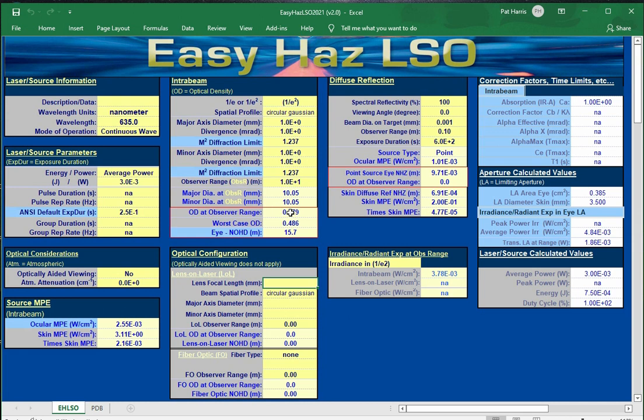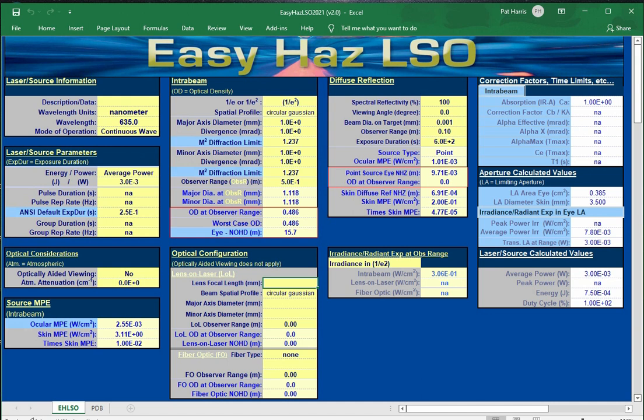So I do have an OD value. Let's put the observer range back at half a meter, and you can see because of the size of the beam, we are now getting 100% of the power passing through the limiting aperture, which is 3 milliwatts. Again, let's take a look at the average irradiance. The 3 milliwatts divided by the area of the limiting aperture gives you 7.8 milliwatts per square centimeter, and that is compared to the MPE to get this OD range.